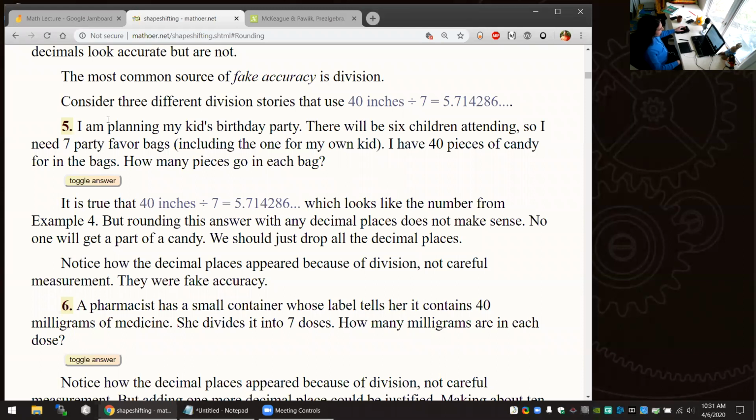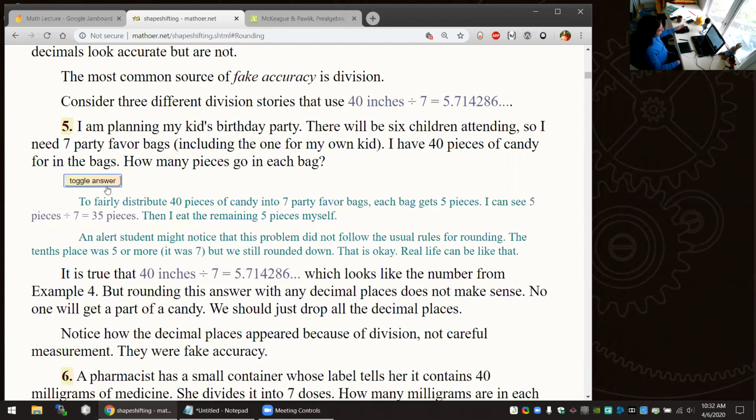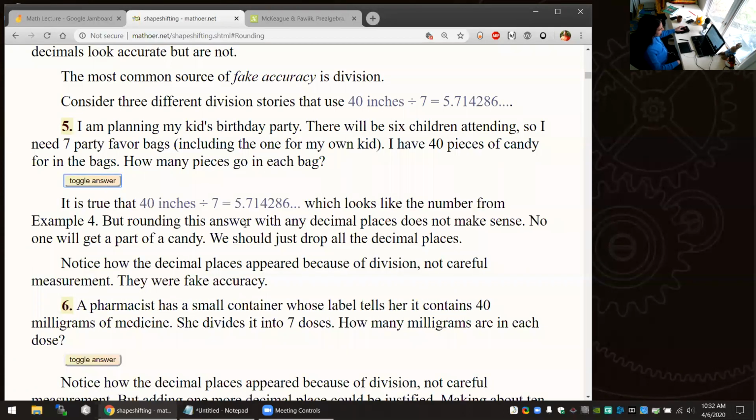So number 5, if I'm planning my kid's birthday party, there's 6 kids attending, so I need 7 party favor bags because my own kid needs one. If I have 40 pieces of candy, how many go in each of the 7 bags? And I can do 40 divided by 7 and get this long thing, but I'm not going to put something with a millionths place of accuracy in a party favor bag, right? In this case, no, I'm going to give each kid 5 pieces and I eat the rest because they don't get partial pieces.